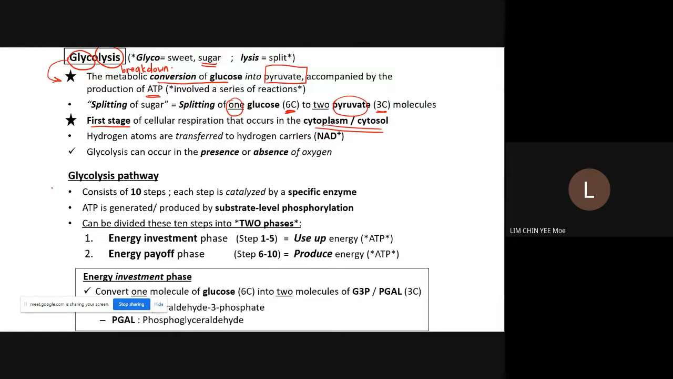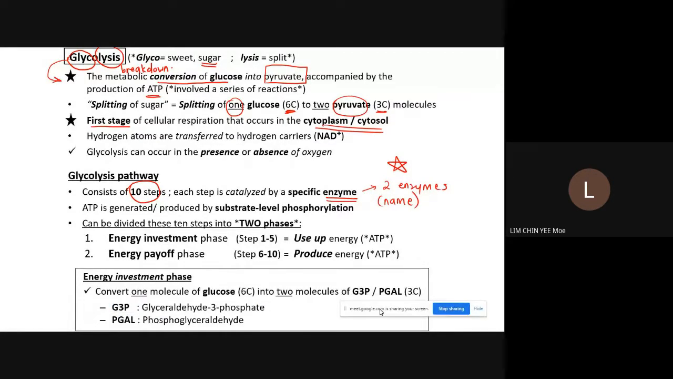And now, glycolysis, it has 10 steps. So 10 steps, setiap steps itu ada enzyme yang terlibat. Tapi enzyme yang you kena hafal hanya dua je. Two enzymes yang you perlu ingat dia punya nama. Ini je yang penting. Nanti Miss bagi tahulah mana dua enzymes ini yang you mesti ingat nama dia. And the way to remembering them. And glycolysis, 10 steps, we will split them into two parts or two phases.